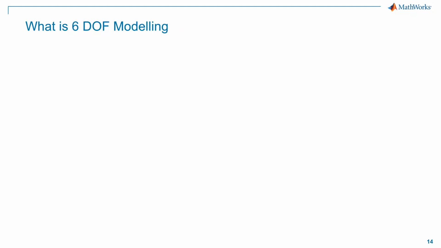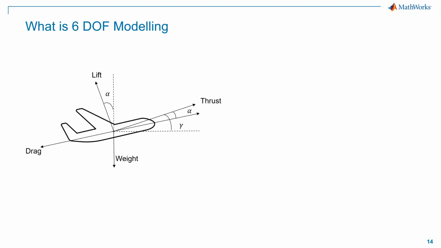That's where the equation of motion helps us to relate this motion with the forces and moments. In case of an aircraft, there are forces like thrust, drag, lift, and weight. Here, lift and drag are two aerodynamic forces. Weight is a gravitational force, and thrust is a propulsion force.